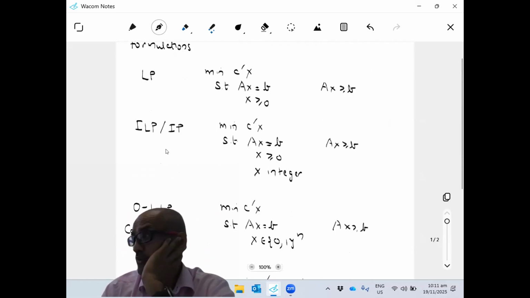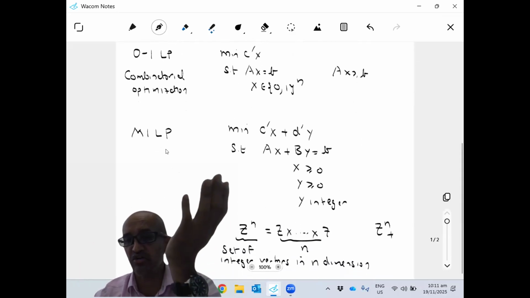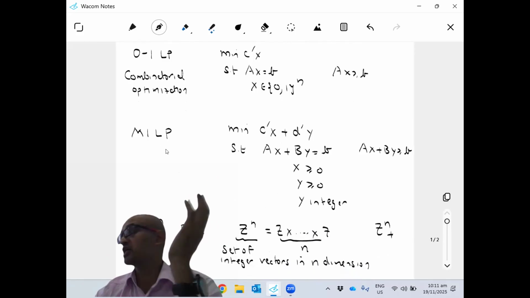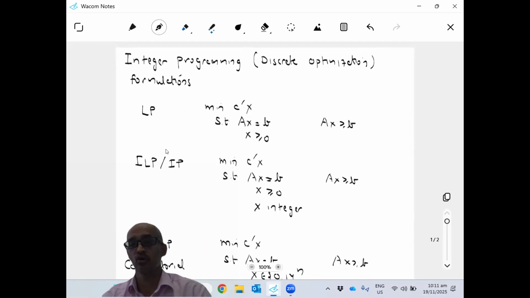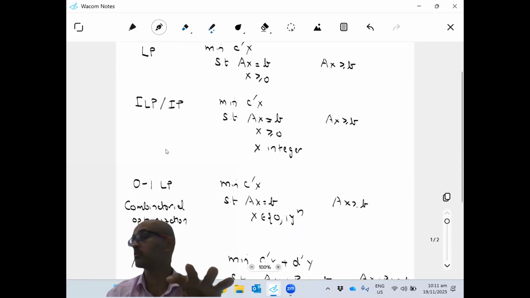Okay, so that is a general definition, and again, you can have inequality constraints, you can have equality constraints. It doesn't matter. Okay, so that is a general definition of the classes of problems. Is it clear?